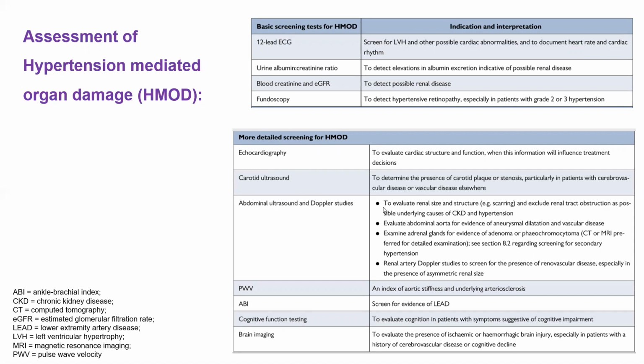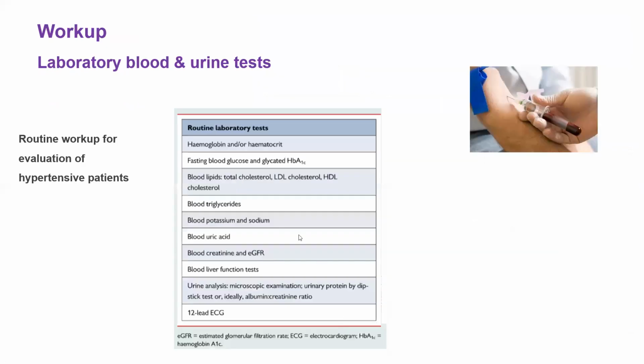Abdominal ultrasound and Doppler studies are useful for evaluation of kidney size first, second for examination of the adrenal glands, and next, renal artery Doppler studies are helpful for confirming or excluding secondary hypertension, renovascular hypertension. Also, if necessary, we can refer patients to other screenings, other laboratory and instrumental tests.